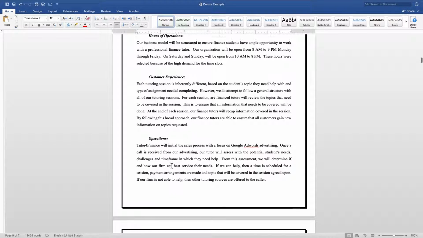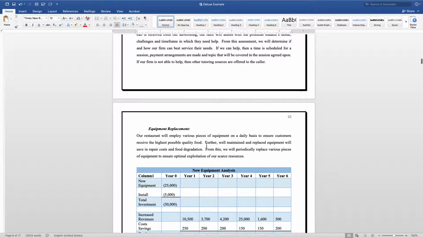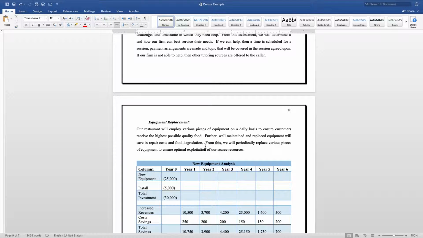Operations: what's going on behind the scenes. Equipment replacement. This one is incredibly important, especially for restaurants. Explain to the reader your business model for replacing your equipment, because if you buy a piece of equipment that's brand new in a restaurant, well, guess what? It's going to eventually deteriorate to the point where you're spending more money on repairs to keep that piece of equipment up and operational as compared to just purchasing a new one.